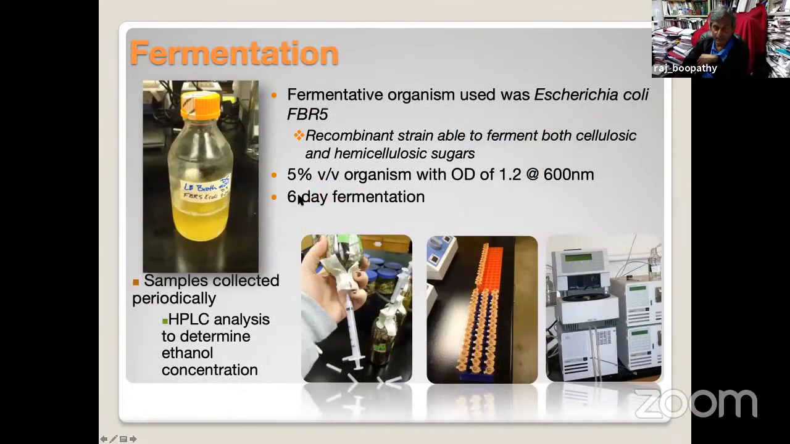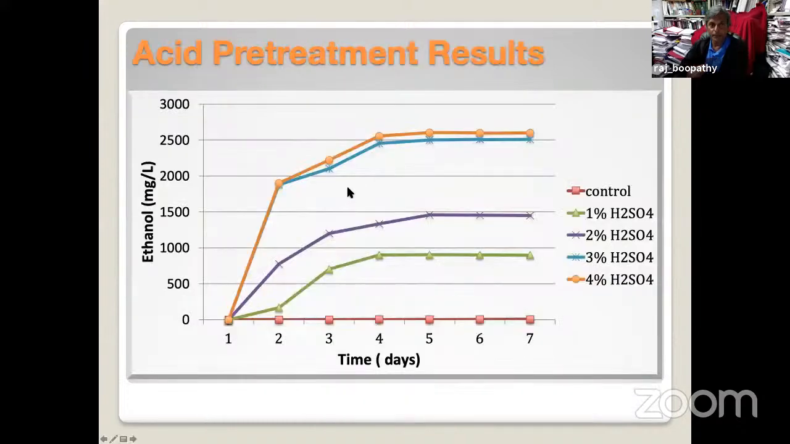And we used first yeast, and then we used our own recombinant E. coli that can process both hemicellulosic sugar and cellulosic sugar. So we worked with yeast as well as these recombinant E. coli. So here's the result.